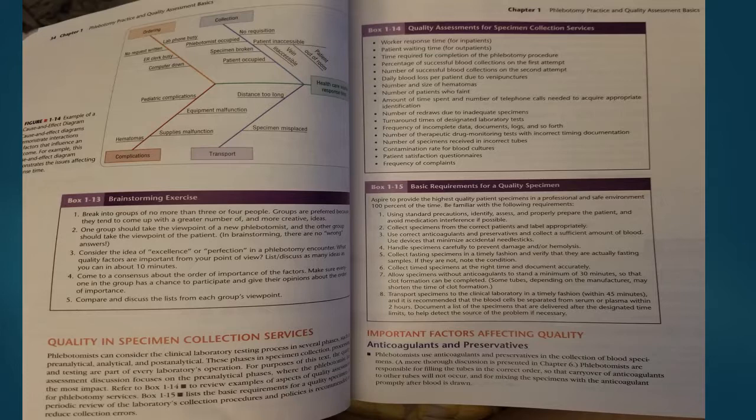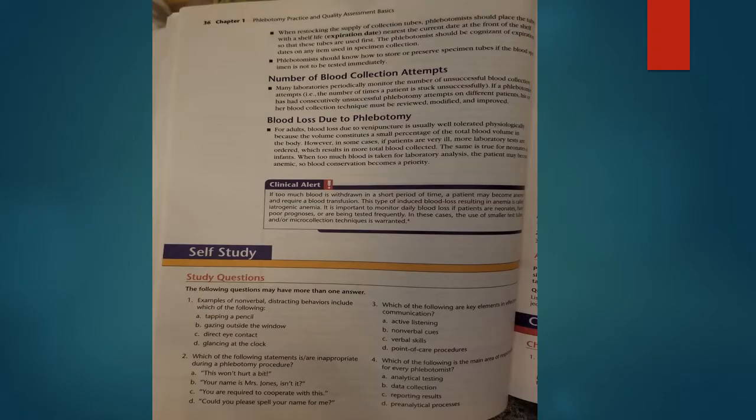Phlebotomists use anticoagulants and preservatives in the collection of blood specimens. A more thorough discussion is presented in Chapter 6. Phlebotomists are responsible for filling the tubes in the correct order so that carryover of anticoagulants to other tubes will not occur, and for mixing the specimens with the anticoagulant promptly after the blood is drawn. When restocking the supply of collection tubes, phlebotomists should place the tubes with a shelf life or expiration date nearest the current date at the front of the shelf so that these tubes are used first.